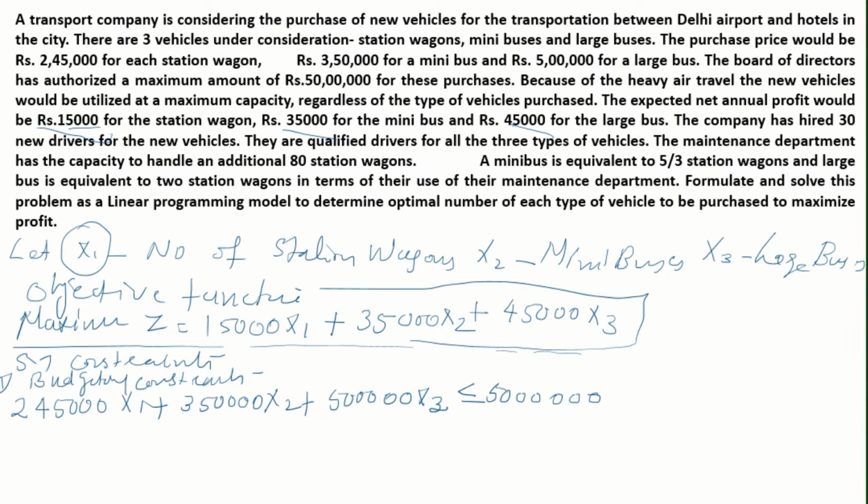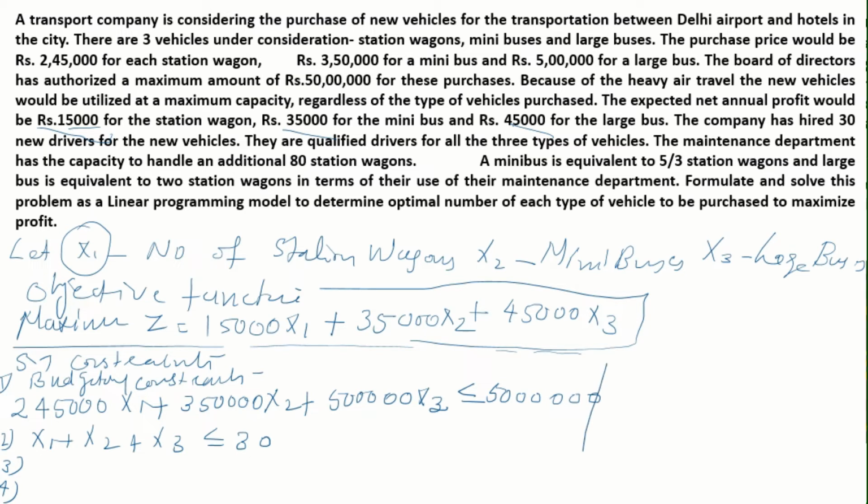Next, the labor constraint. Total 30 drivers are there. All the 30 drivers drive all kinds of vehicles, so there is no discrimination between station wagon, minibus, or large bus. So x1 plus x2 plus x3, the total number of vehicles, cannot exceed 30. Otherwise, if it exceeds 30, some vehicles will be idle. Next is the maintenance constraint, and the fourth one is the non-negative constraint.